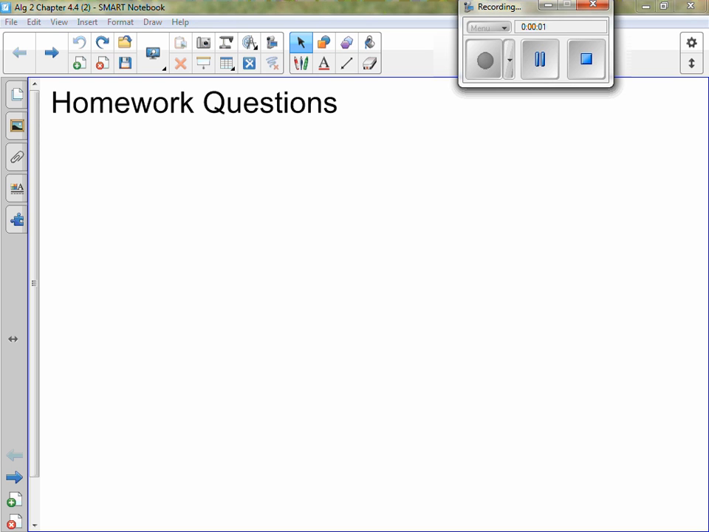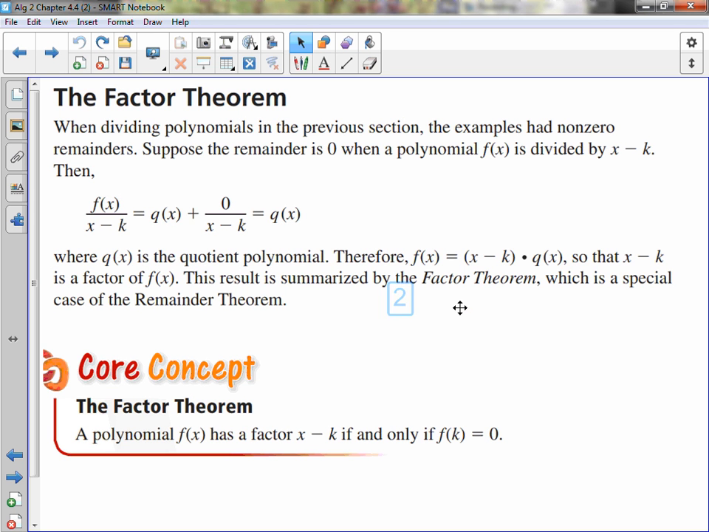So what we're really doing today is a culmination of what we've been doing over the past few days. And really the first thing we have here, do not write all this down. What this is talking about at the beginning is when dividing polynomials in the previous section, the example had non-zero remainders. Suppose the remainder is 0 when a polynomial f of x is divided by x minus k.